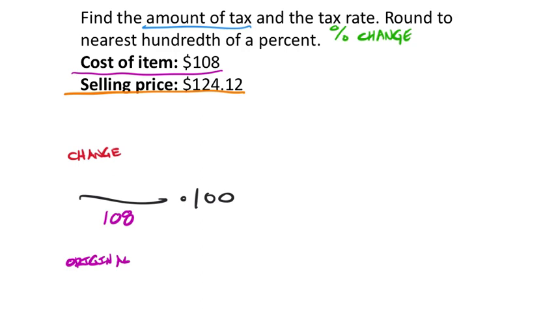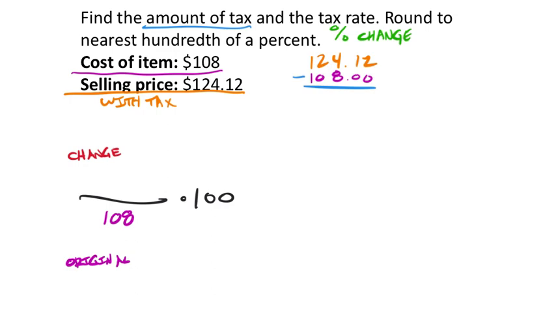So to find the amount of tax, we're going to take the selling price. This selling price is with tax. So we're going to take that $124.12. And to find the amount of tax, we're going to subtract the original price, $108. Now, if you like the 0.00 there, that's fine. But this will at least tell us how much the tax was, which is also the amount of change.